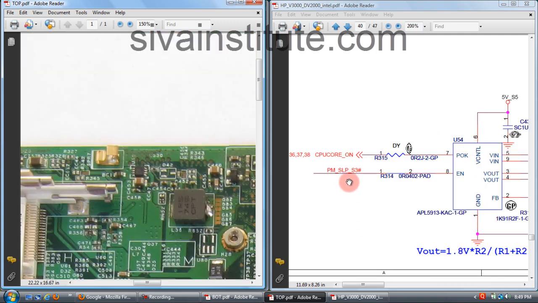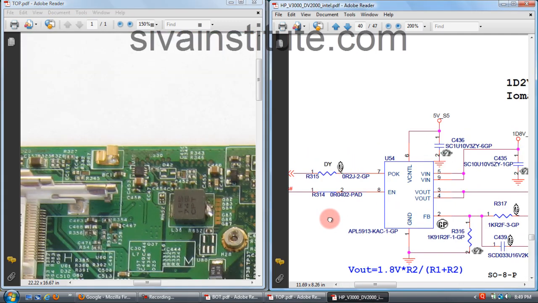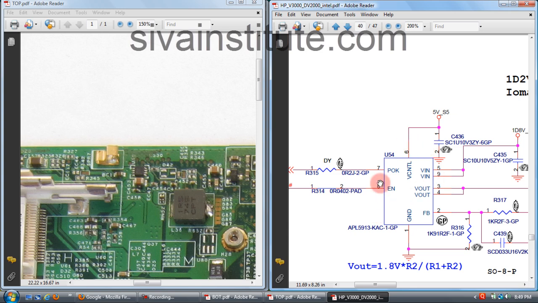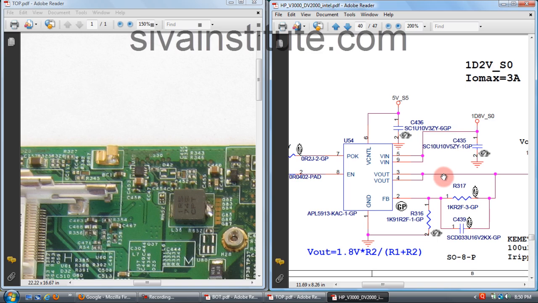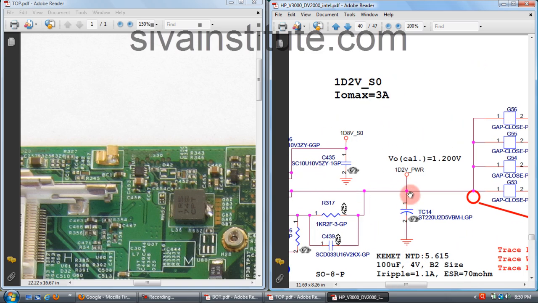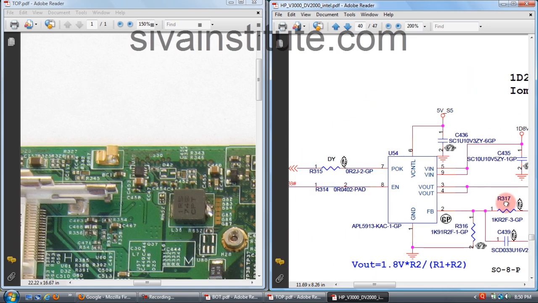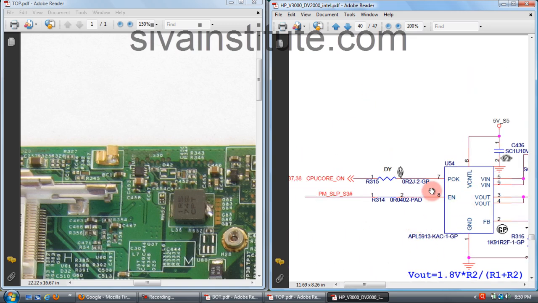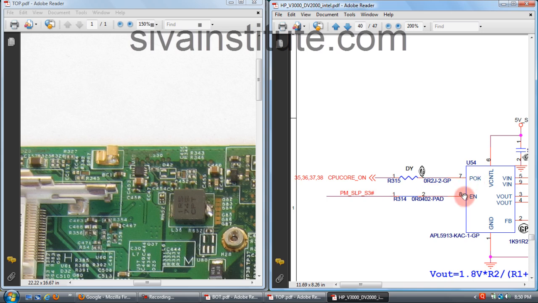This is U54 IC. When you give SLP-S3 command to pin number 8, this will start to function. You should check 5 volts at pin number 6, 1.8 volts at pin number 5 and 9. This output will come out from pin number 3 and 4. This is 1.2 volts. This power OK voltage goes to CPU regulator, pin number 7. We will see page number 34.